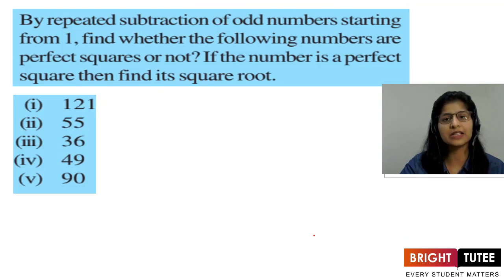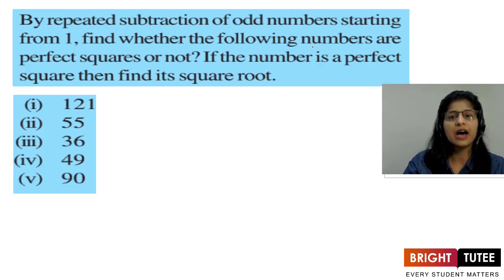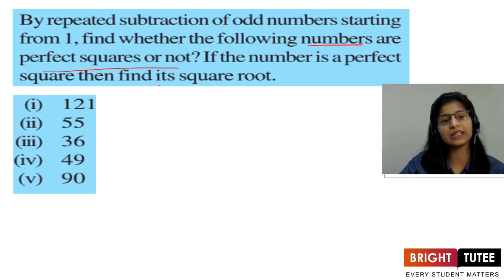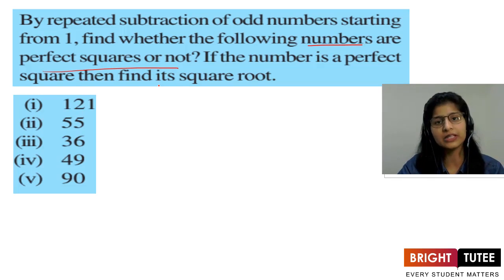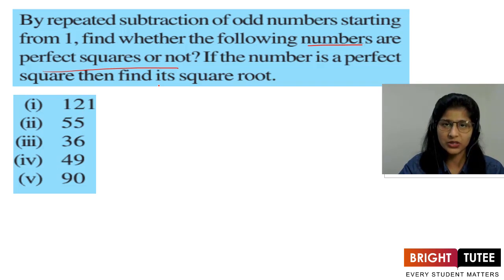First of all, let us master whatever we have done till now. They're asking, by repeated subtraction of odd numbers starting from 1, find whether the following numbers are perfect squares or not. So how do we get to know whether the number is a perfect square or not? We keep on subtracting the odd numbers until we get 0. If we get 0 at the end, just by subtracting the consecutive odd numbers, we say that number is a perfect square, otherwise it is not a perfect square.